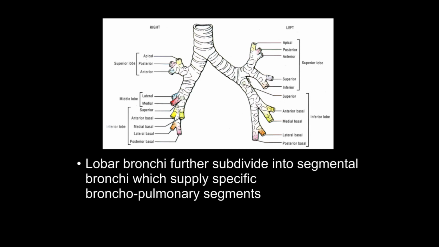So the additional two bronchi for the right lung would be those destined for the middle lobe. So you will have an additional medial and lateral bronchopulmonary segment. Thus, you have a lateral and medial segmental bronchus or bronchi.